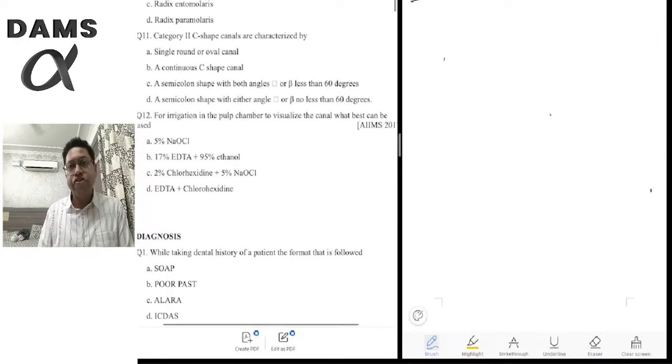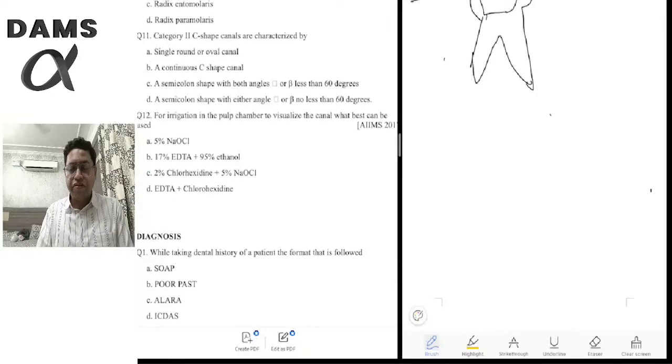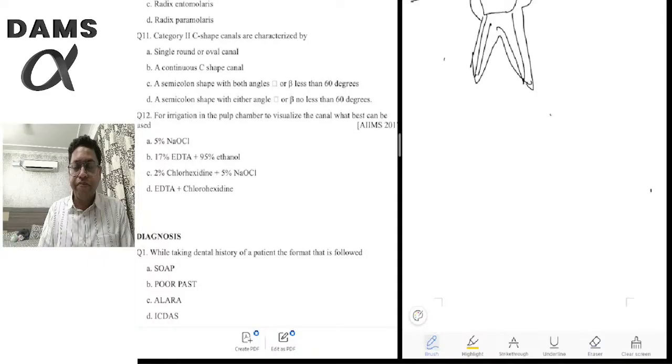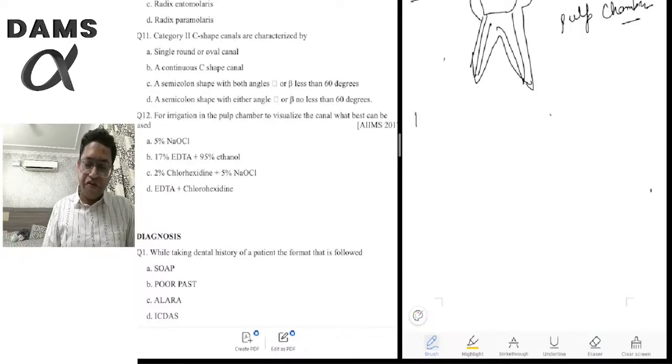Now this is a little technical question. The question is basically asking, suppose we are doing root canal in any particular tooth. After making access cavity preparation, how do we clean the pulp chamber of all the organic tissue so that the root canal orifice can be identified clearly? How do we clean the orifice for irrigation of the pulp chamber? So to clean the orifice, we use a combination of 17% EDTA plus 95% ethanol.